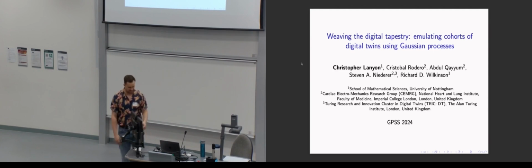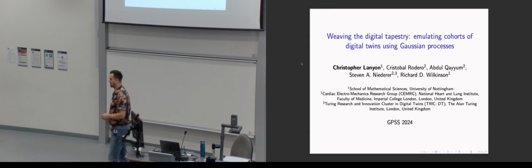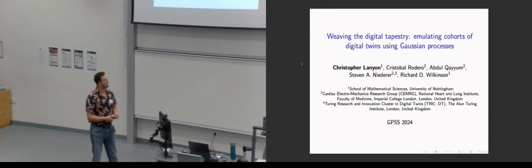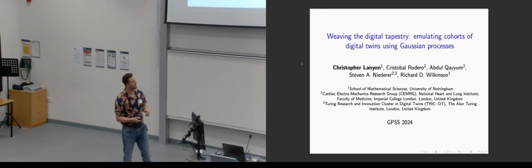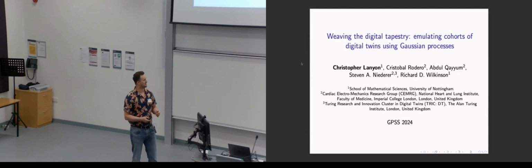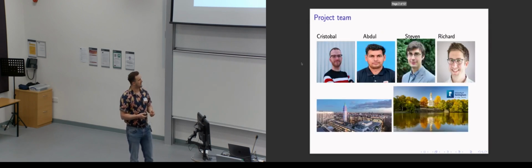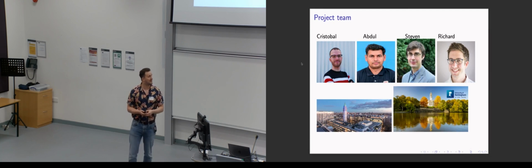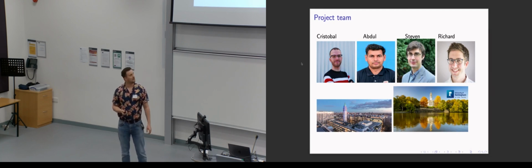You might notice this has a slightly different title to what's on the program, and that's because in some amount of intervening time, we came up with this notion of weaving the digital tapestry. I'll talk more about that as we go. This is a talk about emulating cohorts of digital twins using Gaussian processes, and I'll be focusing in on cardiac models.